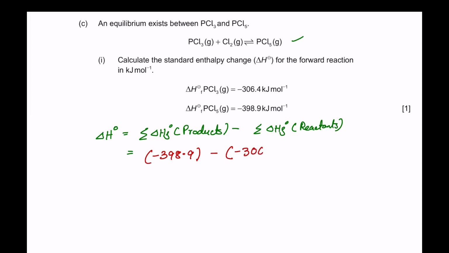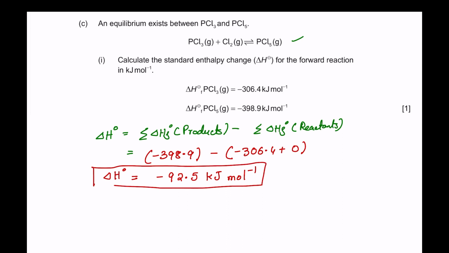For PCl3, it's minus 306.4. And for Cl2, just remember, for anything in its standard state, the enthalpy of formation is 0. Because you can naturally obtain chlorine from the environment in the Cl2 form, you don't have to give energy for that. So the enthalpy of formation of Cl2 is 0. Upon calculation, you will find that delta H is minus 92.5 kilojoule mole inverse. This is delta H naught, and this is the answer to the first part of this question.